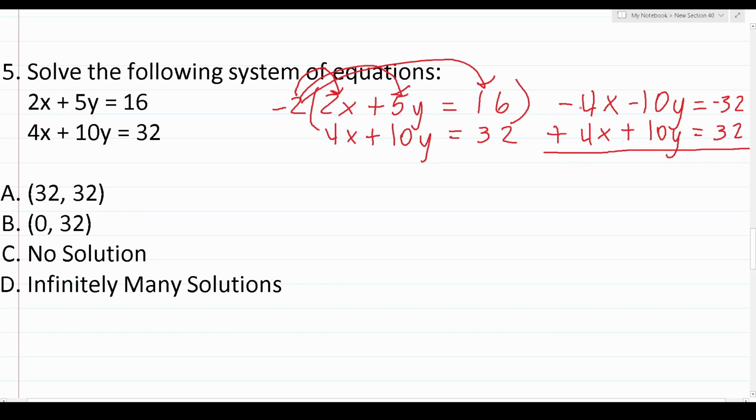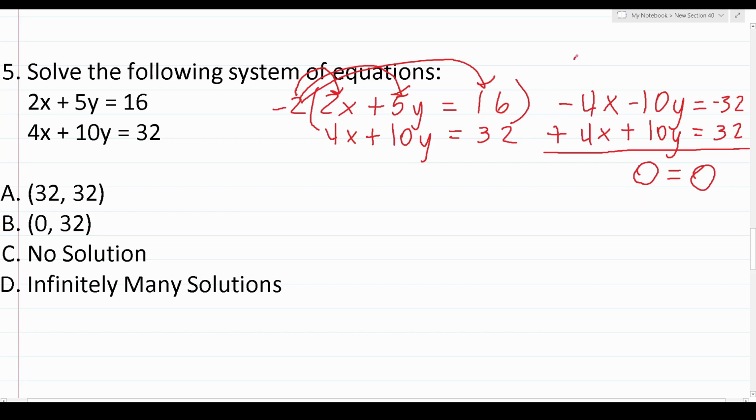All right, so we have -4x plus 4x, which is 0. That variable is eliminated. But that said, we have -10y plus 10y, so that's eliminated as well. So we have nothing on this left-hand side of the equal sign. What about over here? We have -32 plus 32, which is 0. So we've reached a point where we have a true mathematical statement, that is 0 equals 0.